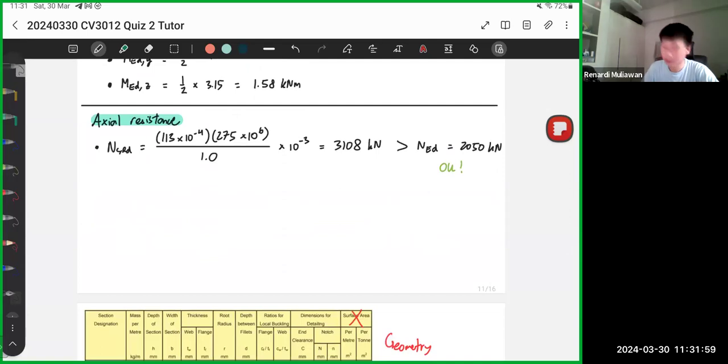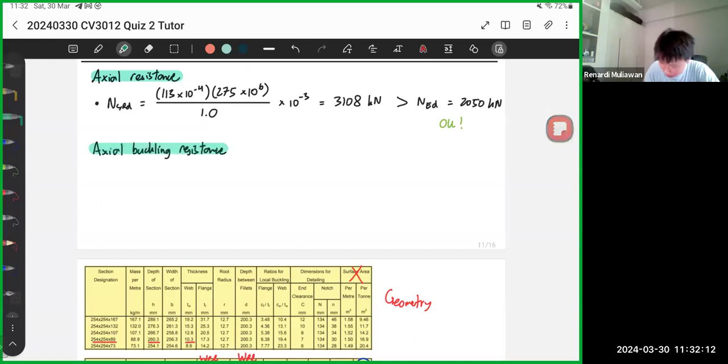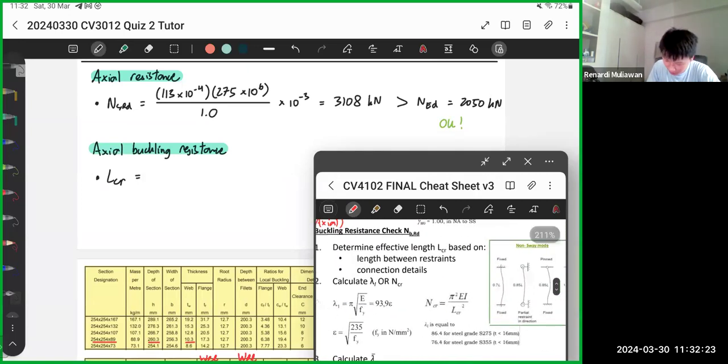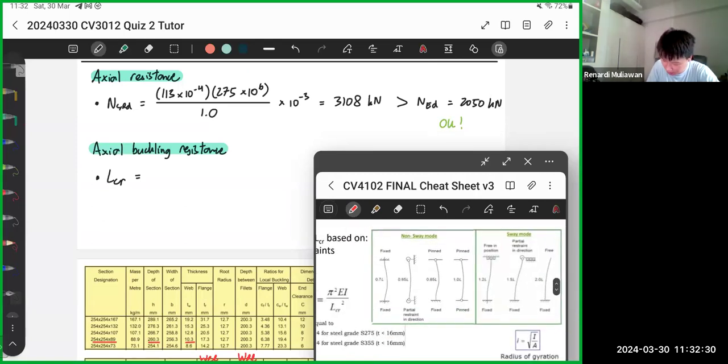Next, let's go to axial buckling resistance. So axial buckling now. First things first, you need to determine the effective length Lcr. So find Lcr. If you notice, it's dependent on two things. One is the length between the restraints. One is the connection details. So you need to go to this image.